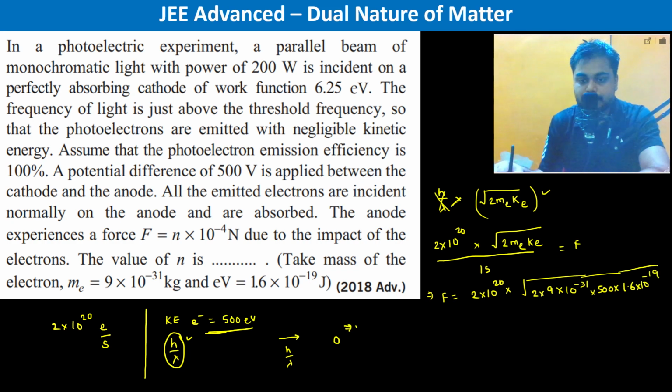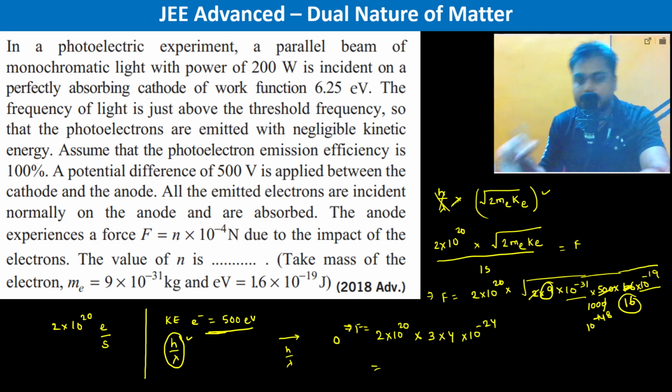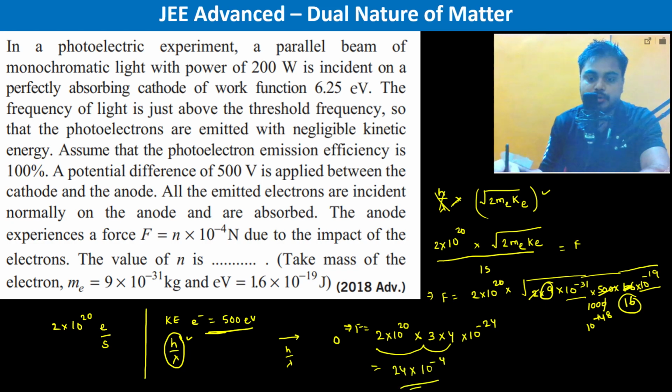So the force becomes, we have this is 1000, so this goes and this becomes 16. So 10 to the power minus 31, 10 to the power minus 19, it's going to be 10 to the power minus 50. So this becomes 10 to the power minus 48. Therefore F becomes 2 into 10 to the power 20 into 3 into 4 into 10 to the power minus 24. So 2 into 3 is 6, 6 into 4 is 24, so 24 into 10 to the power minus 4 newtons.